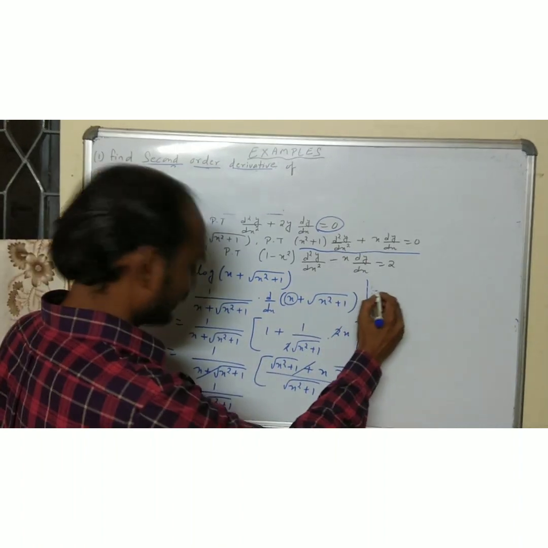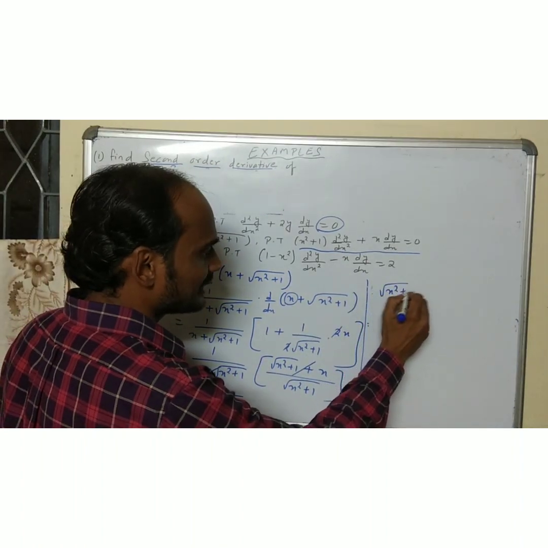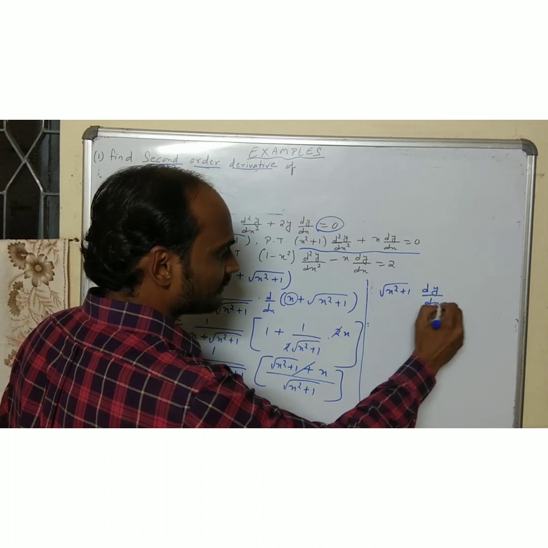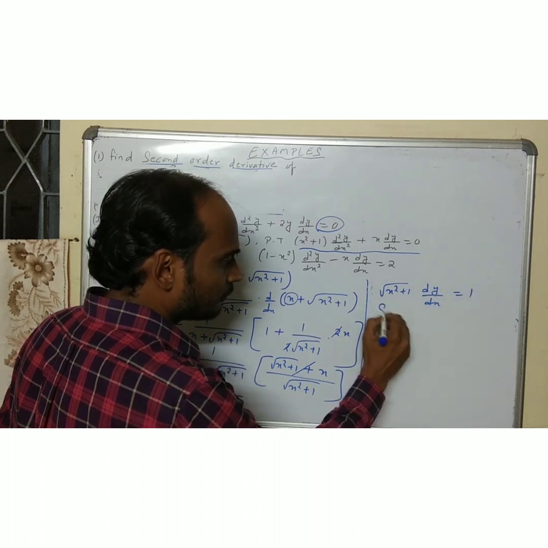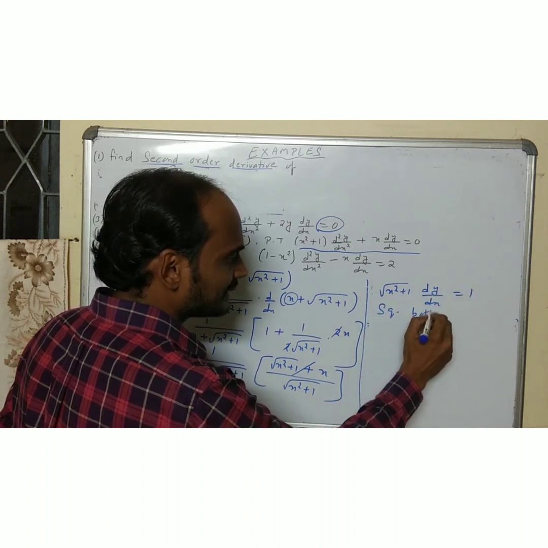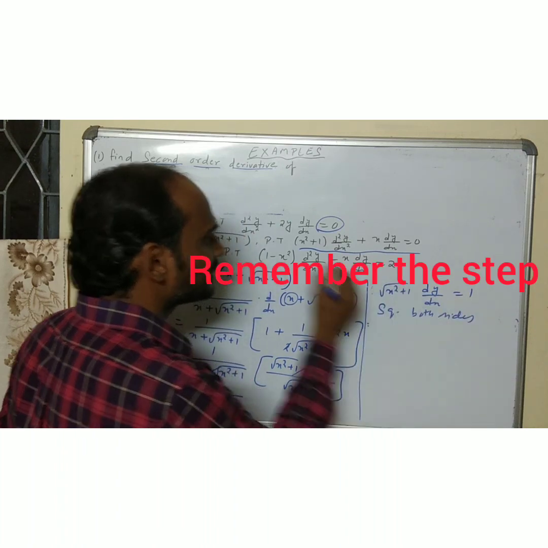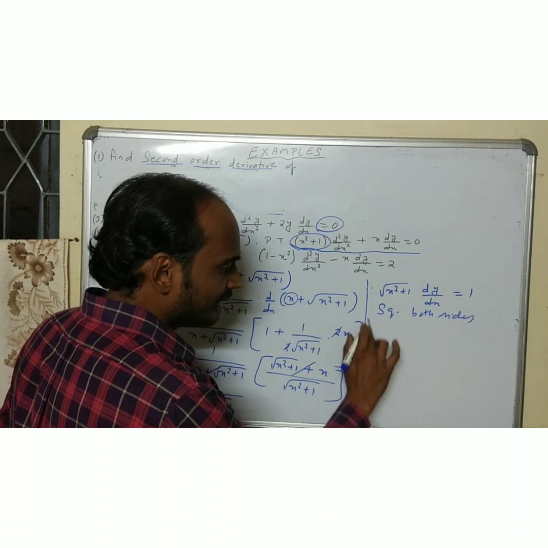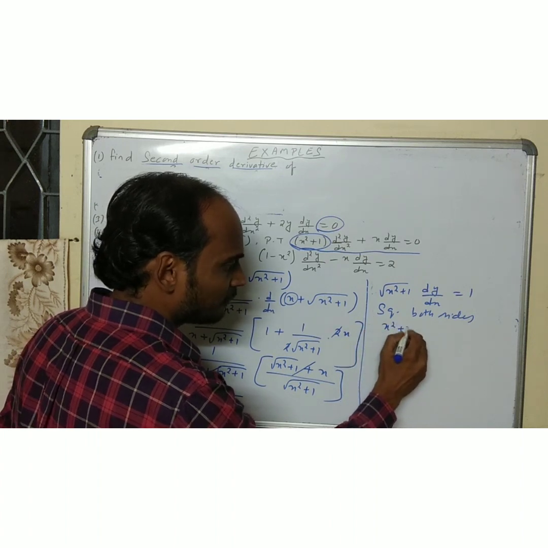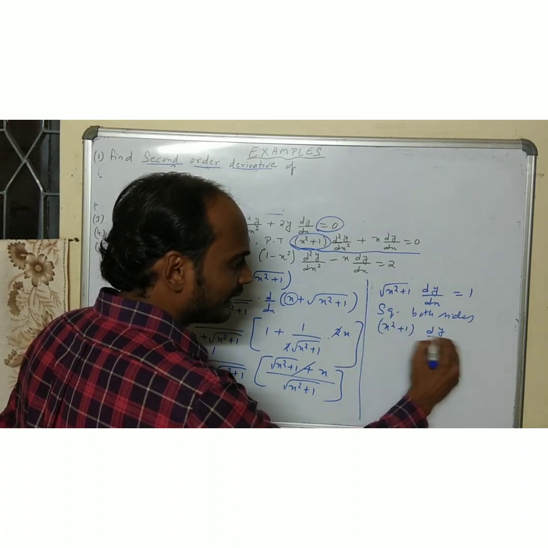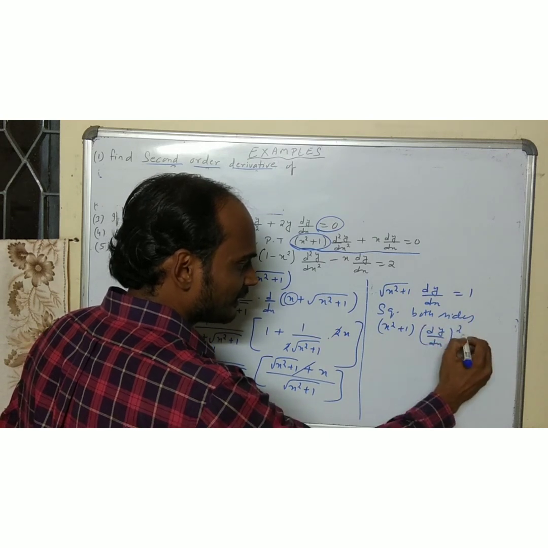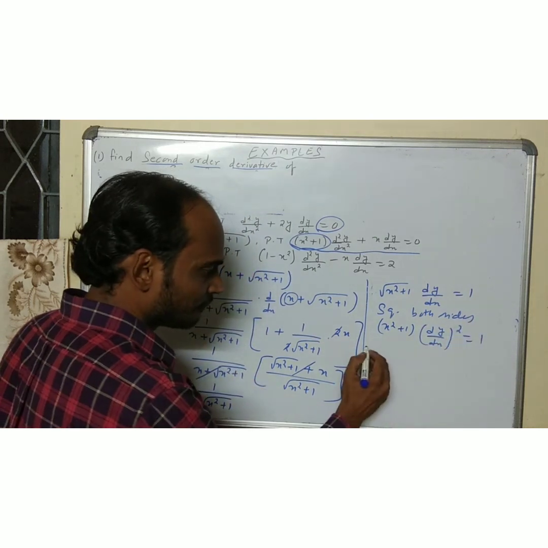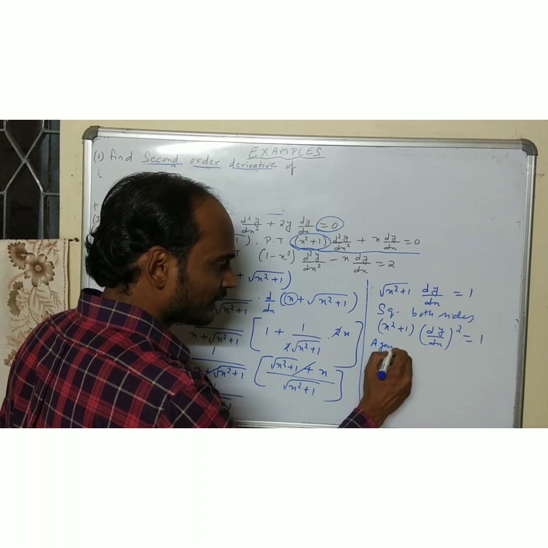Let us see once again here. So this is root over of x square plus 1 into dy by dx is equal to 1. Now take the square of both sides. Squaring both sides, because what we need to prove involves x square plus 1. So the root will be removed, and we get x square plus 1 into dy by dx whole square is equal to 1. 1 square is 1. Now we will differentiate it with respect to x.